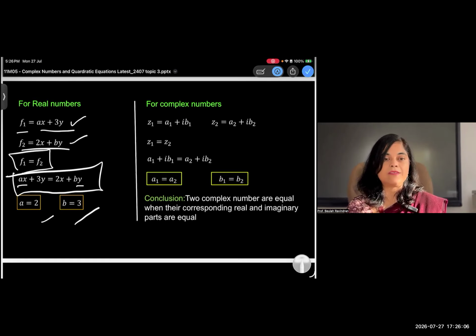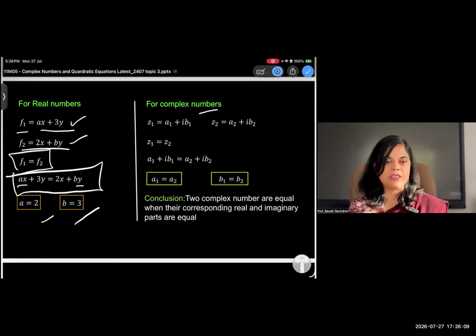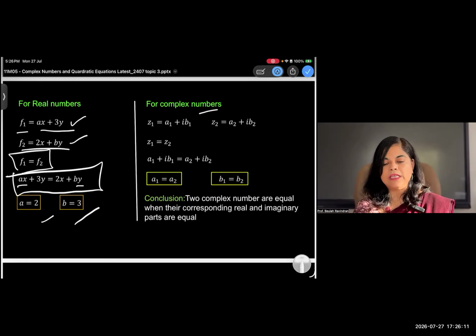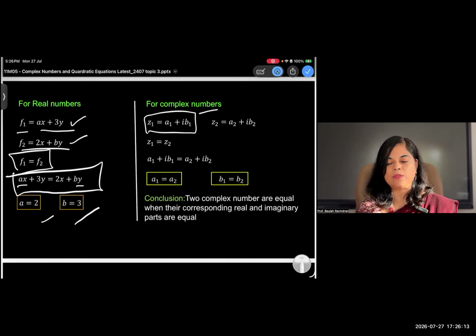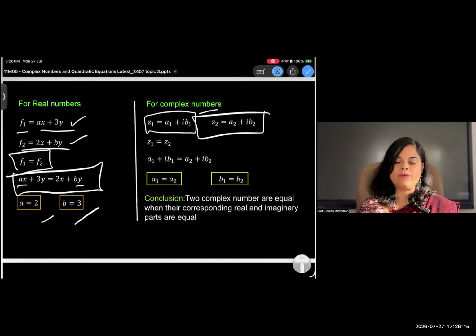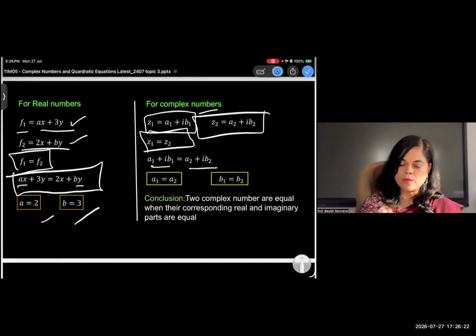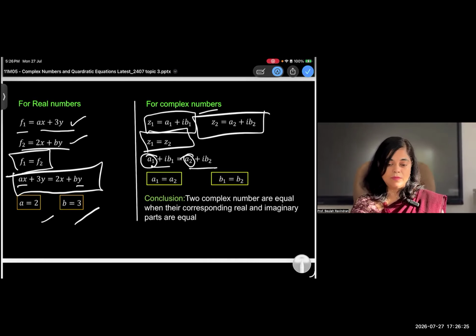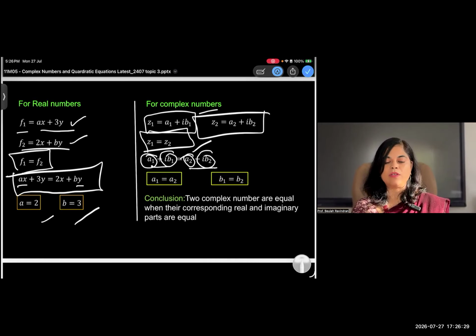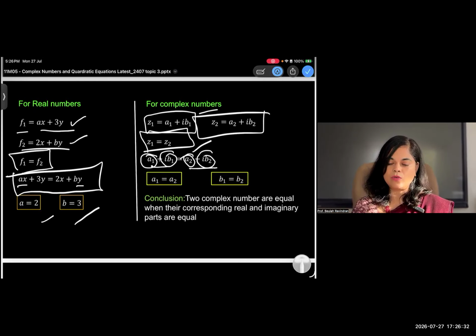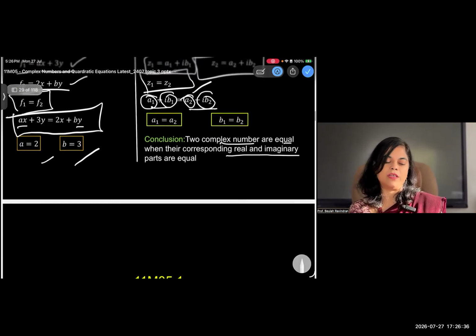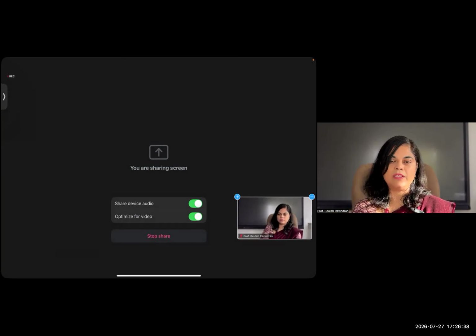But complex numbers also have their own algebra. We'll see that. Z1 is equal to a1 plus ib1 and z2 is equal to a2 plus ib2. If z1 is equal to z2, then you have to equate the real part to the real part, and the imaginary part to the imaginary part. Two complex numbers are equal when their corresponding real and imaginary parts are equal. So that is the real meaning.